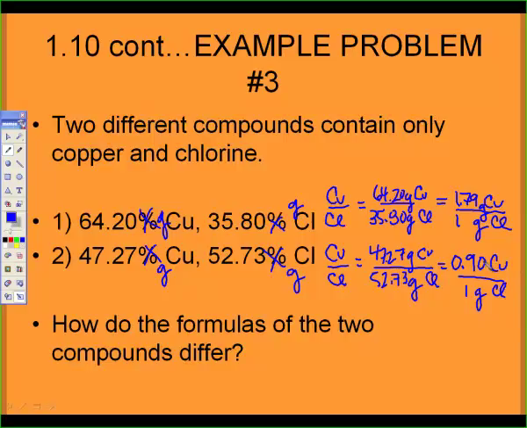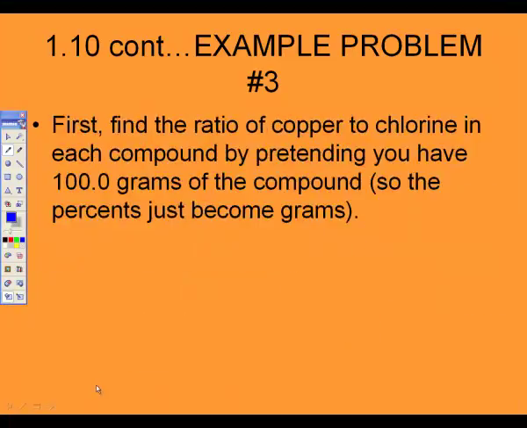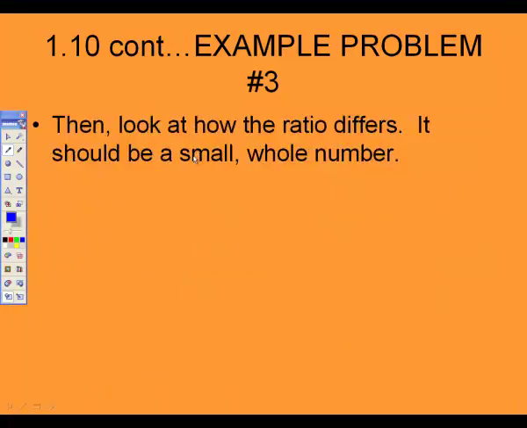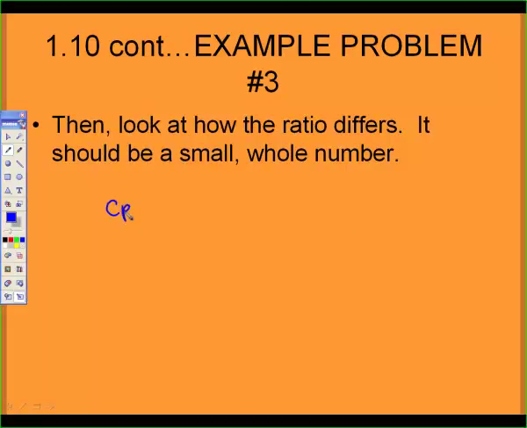Okay, so what? What do I do with that? Remember, I want to know how these formulas differ. So the ratio changes by a small whole number. What is that small whole number? Well, I gave you another helpful hint. Let's go to that slide. Look how the ratios differ. It should be a small whole number. So take your compound 1 ratio from that and divide it by your compound 2 ratio. That should give you a small whole number.